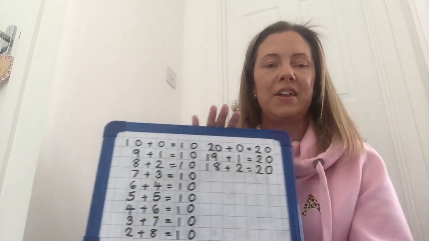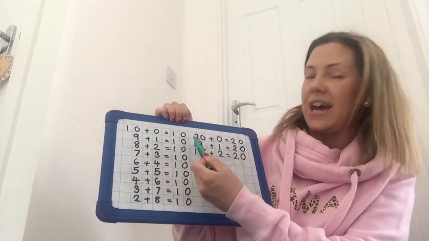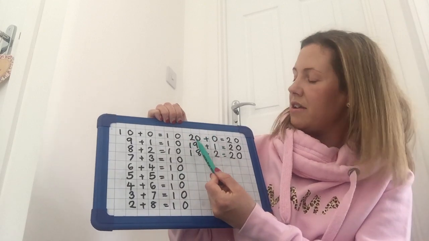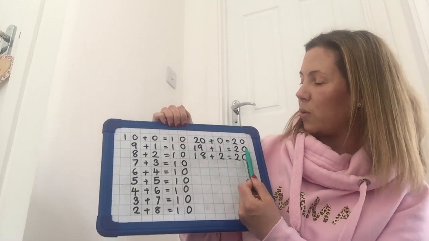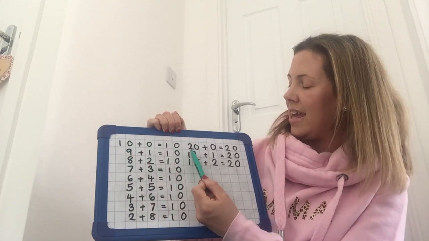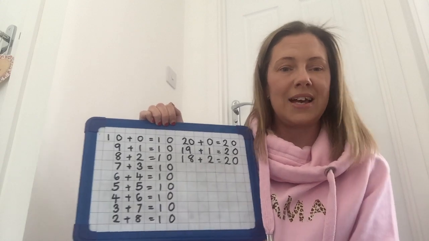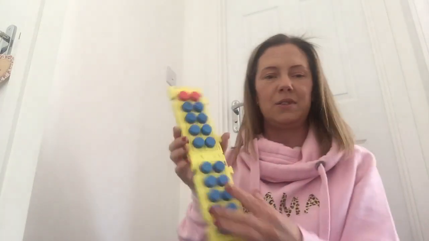Using the 10 frame, I think, really makes this clear to children, and they can see here already that 9 add 1 equals 10, and then here you've got 19 add 1 equals 20, that they can see that here there was no 10, but here there is now an extra 10, and that's all it is. All you have to do is add a 10. So let me do the next one.